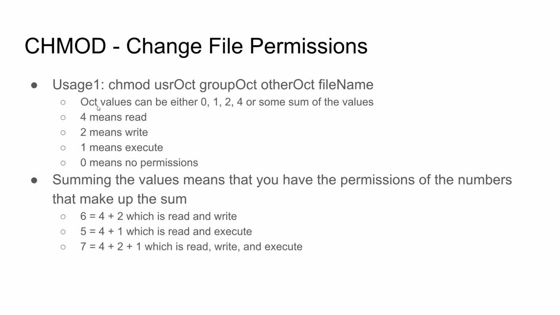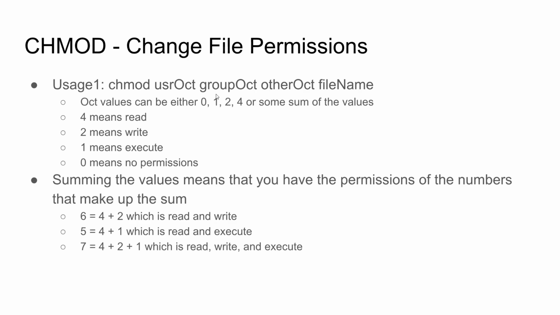So these octal values over here: 0 means no permissions, 1 means execute, 2 means write, and 4 means read. So you can say chmod, whatever your user octal is, your group octal number, and then your other octal. Other is people that aren't you and aren't in your group. Then some file name. There wouldn't actually be any spaces there. I've just written them there so that you can see them.